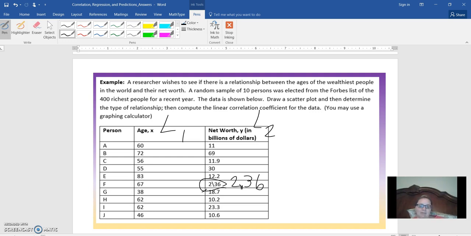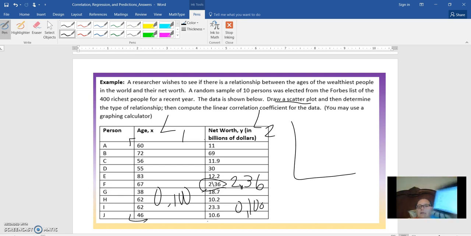All right, so I've typed in all my data. We want to draw the scatter plot. I need to make sure my window goes from 0 to 100 on this axis, and this one goes the same, 0 to 100. So I'm going to push Window, right next to Y=, go to 0 to 100, 0 to 100, and then push Graph.